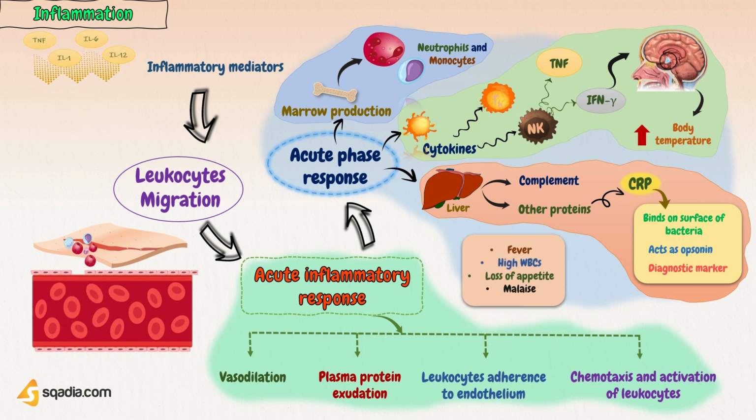Often, systemic features of an acute phase response include fever, high white blood cell count, loss of appetite, and malaise. At its most extreme, an acute phase response may lead to septic shock. So this was an overview of all inflammatory responses.